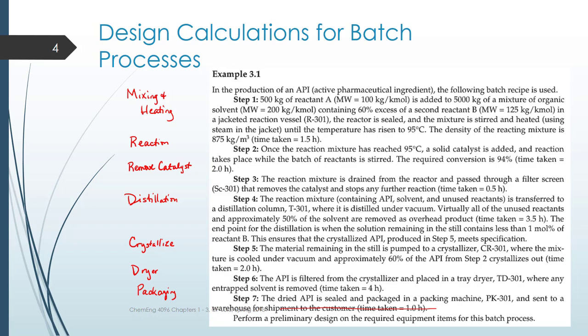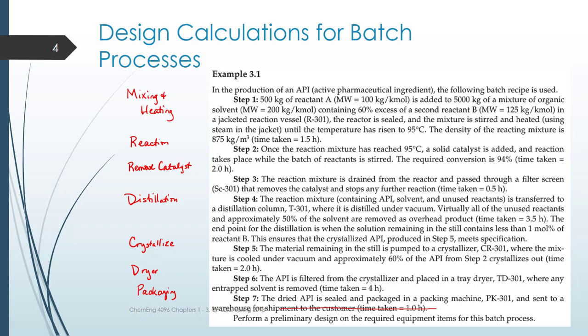Step 6 is going to be to dry our crystals. So we'll filter from the crystallizer and place these crystals in a tray dryer where any entrapped solvent will be removed, and this should take 4 hours. The dried API is sealed and packaged in a packing machine and then sent to a warehouse for shipment to the customer. And this should take about an hour to do your final packaging step.